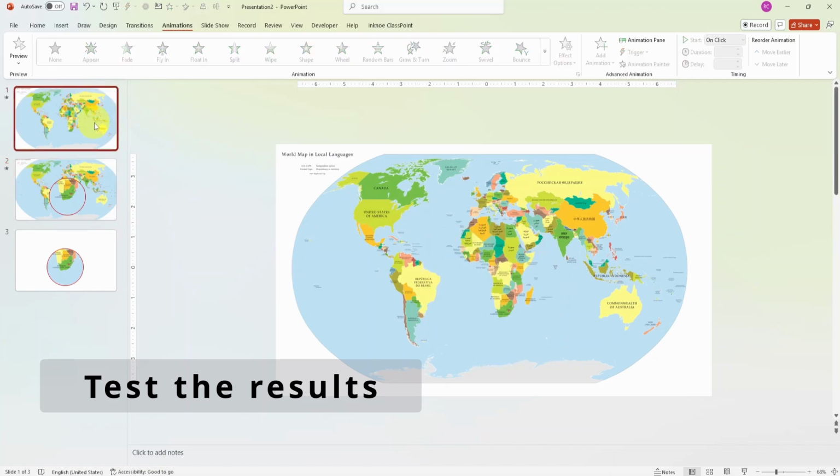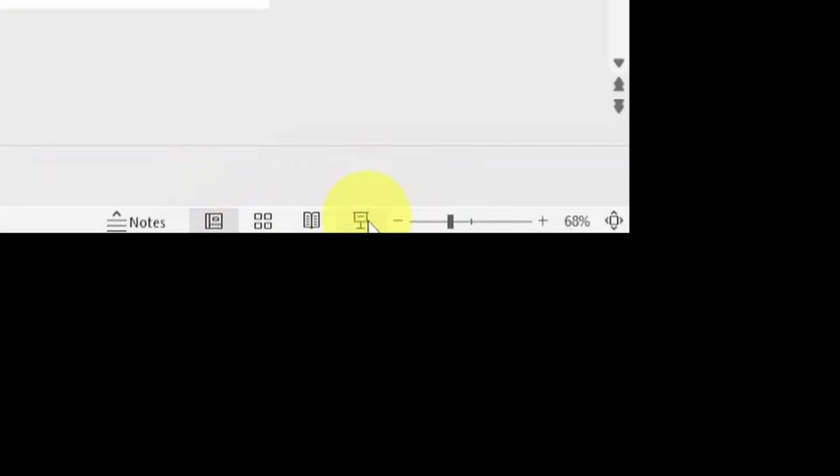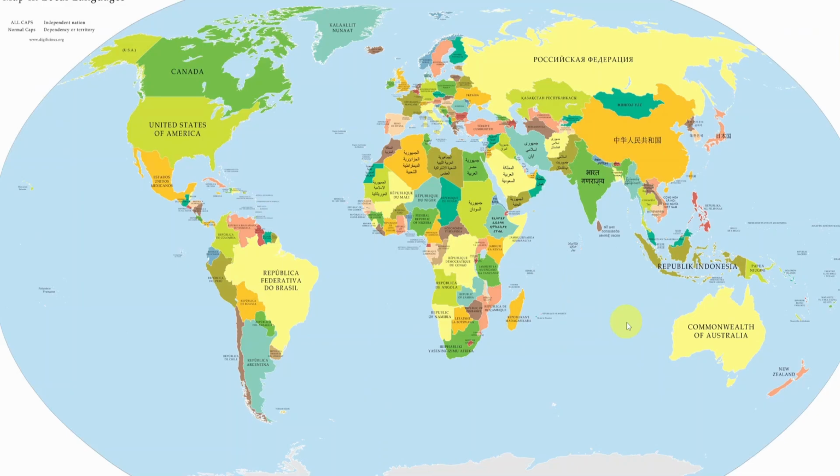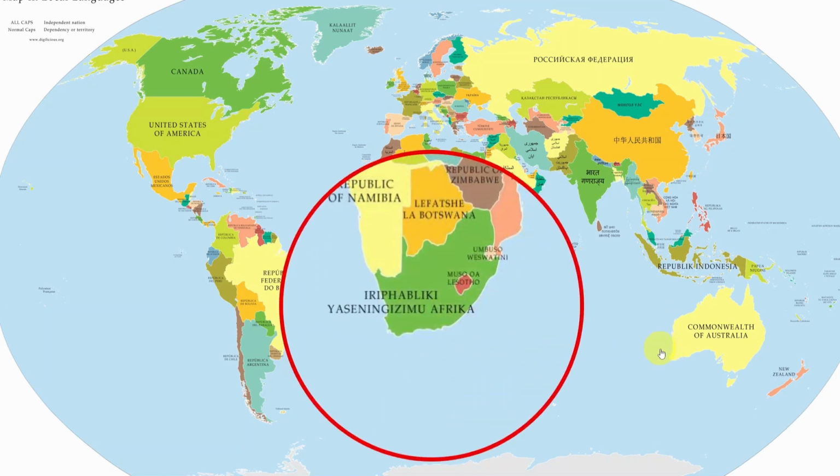Now with the first slide selected, I'm going to left click on this bottom screen icon to put it in presentation mode. Left click anywhere on the screen for the first morph, then left click again for the zoomed magnifying glass effect.